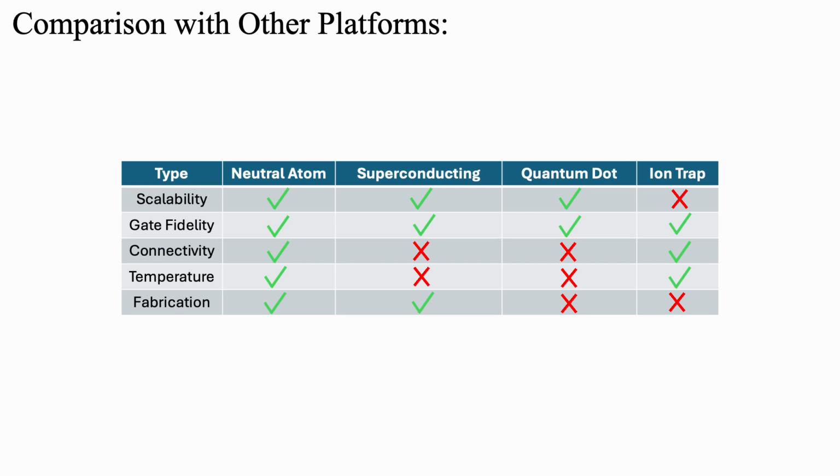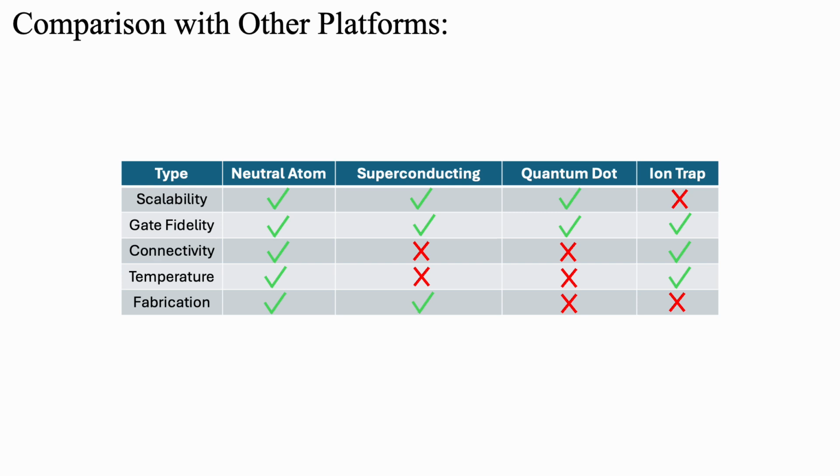Compared with the neutral atom, the superconducting devices suffer from the connectivity problem. Their connectivity on the device highly depends on the position of these qubits. And also they use a dilution refrigerator to cool down to a low temperature.